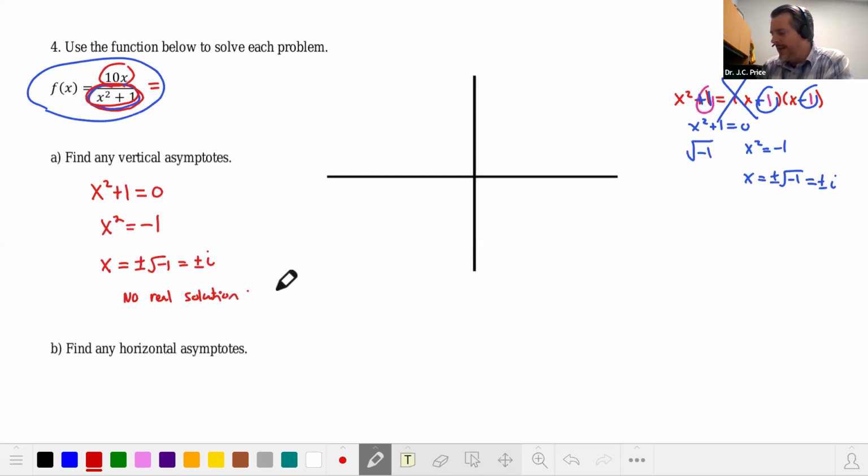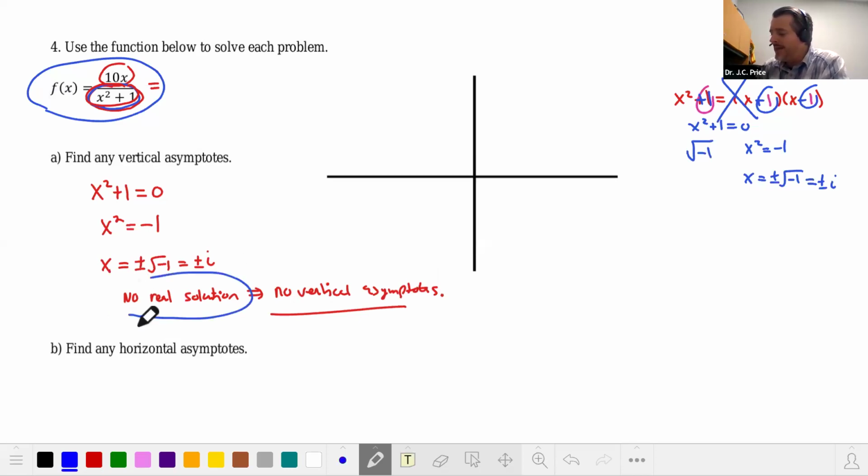right? Which implies no vertical asymptotes, right? So none, basically. And no real solution, you'll see this pop up from time to time in your math classes. It just means there's a solution. It's just not real, right? It's imaginary. And so that kind of completes the picture for vertical asymptotes.